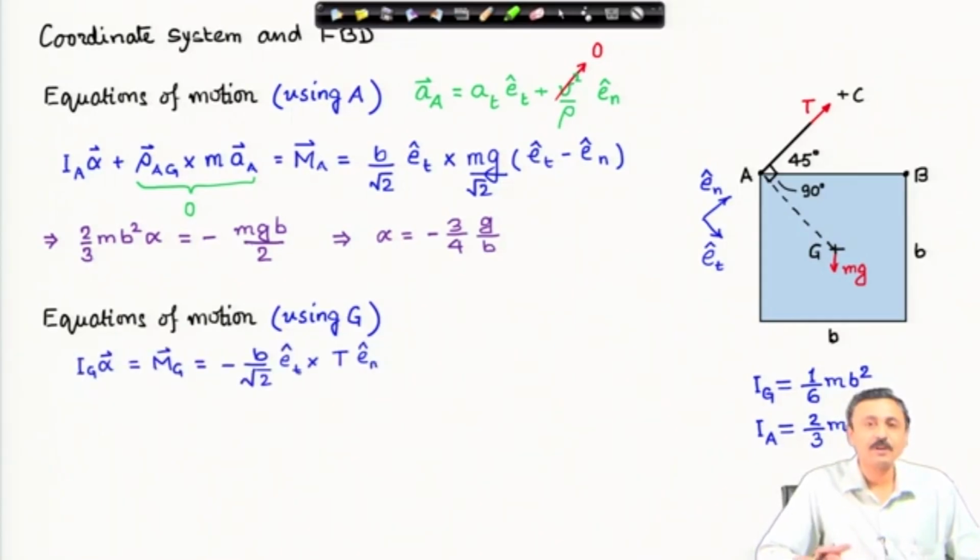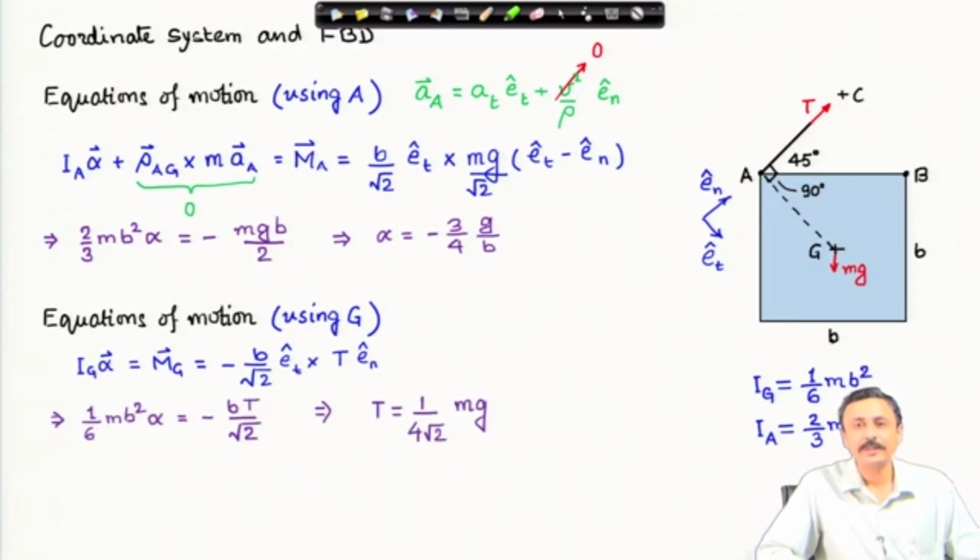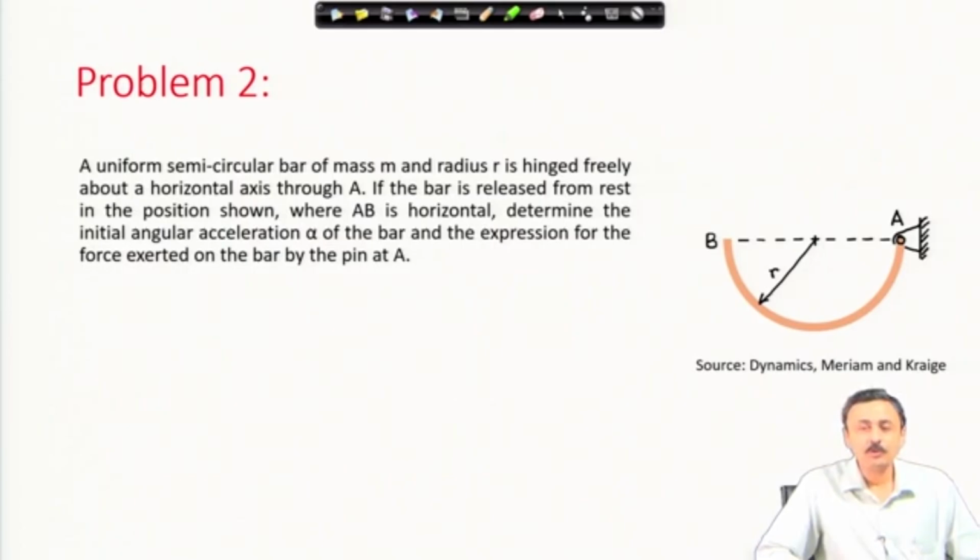I_G times alpha is the moment about G of all forces, and here tension is the only force that produces moment about G. Substitute, and you can solve for the tension in the string or the wire. If you plug in the values that are given in the problem, you will get tension as 20.8 Newton. So, that completes this problem. We move to the second problem.